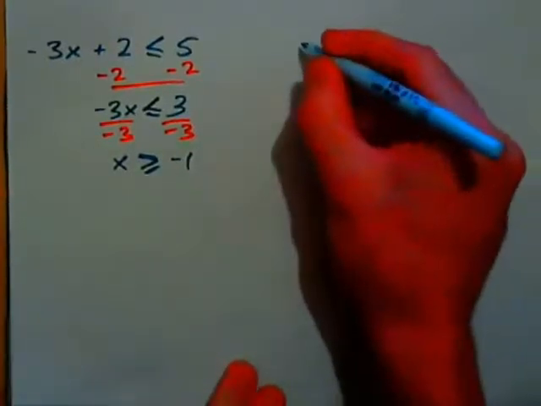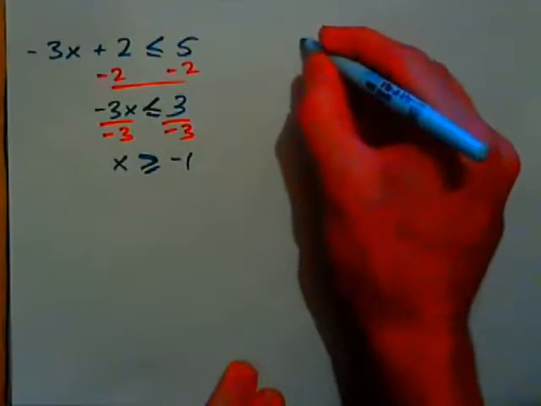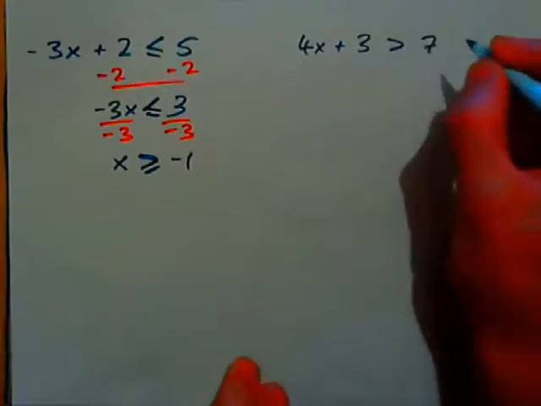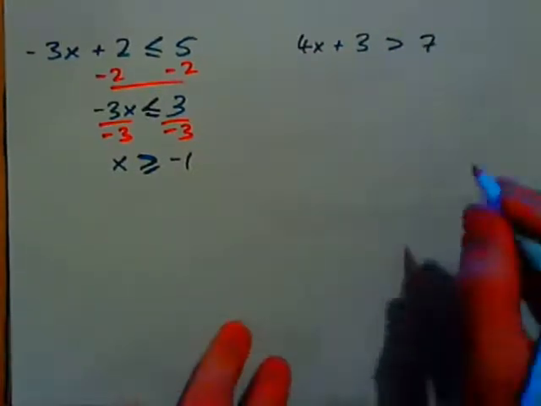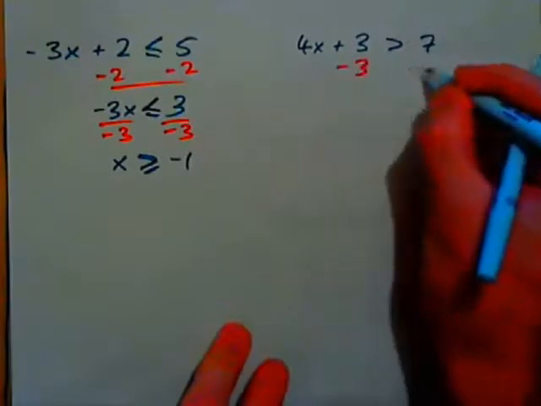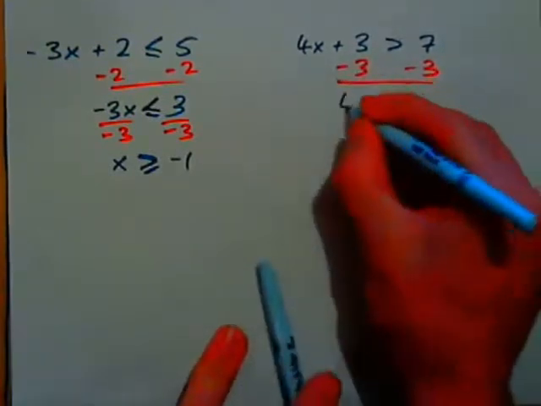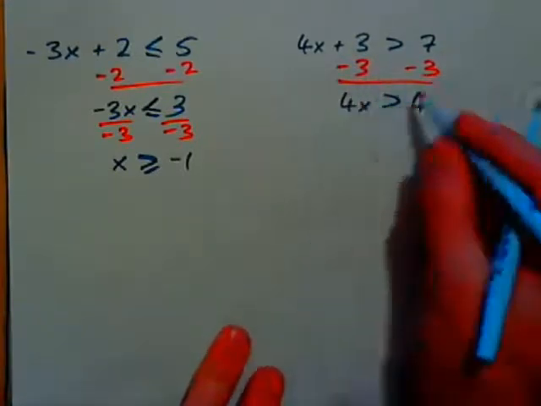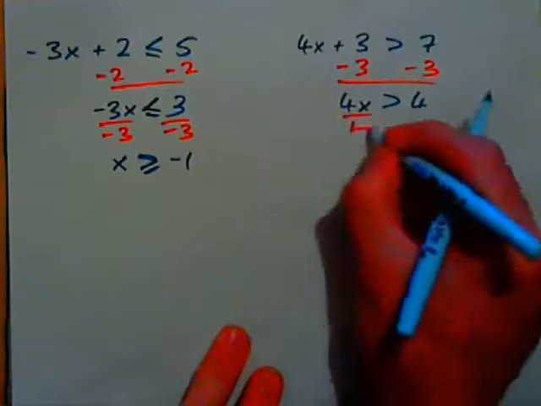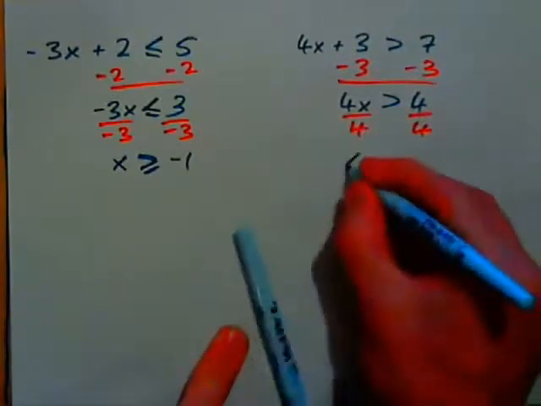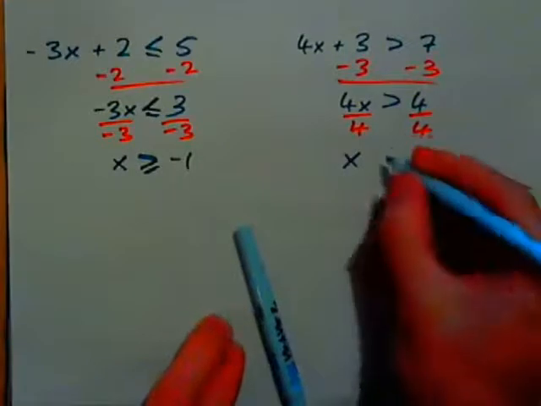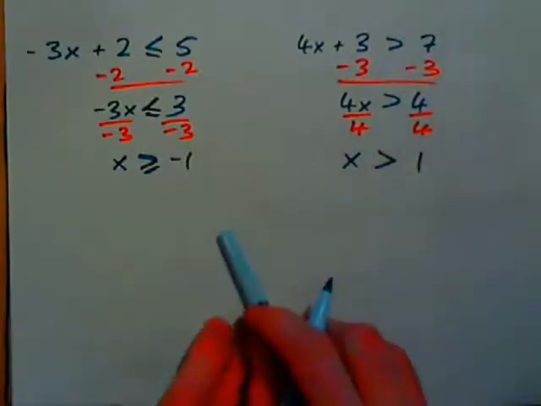Let's try 4x plus 3 is greater than 7. Solve that. Subtract 3 from both sides. On the left, you get 4x is greater than 4. So when we subtract from both sides, the inequality stays the same direction. But now divide by positive 4, what happens? You've got x here, 1 here. How does the inequality sign go? When you divide by a positive number, it stays the same direction. Okay?